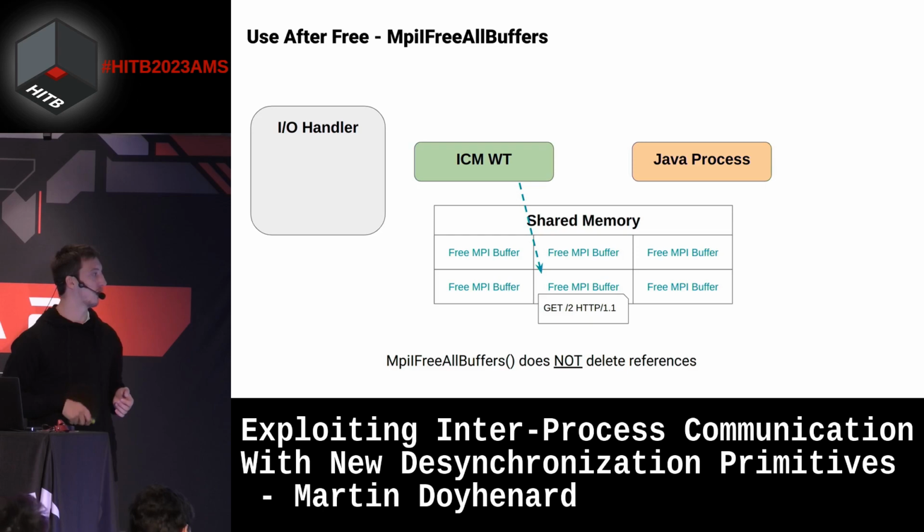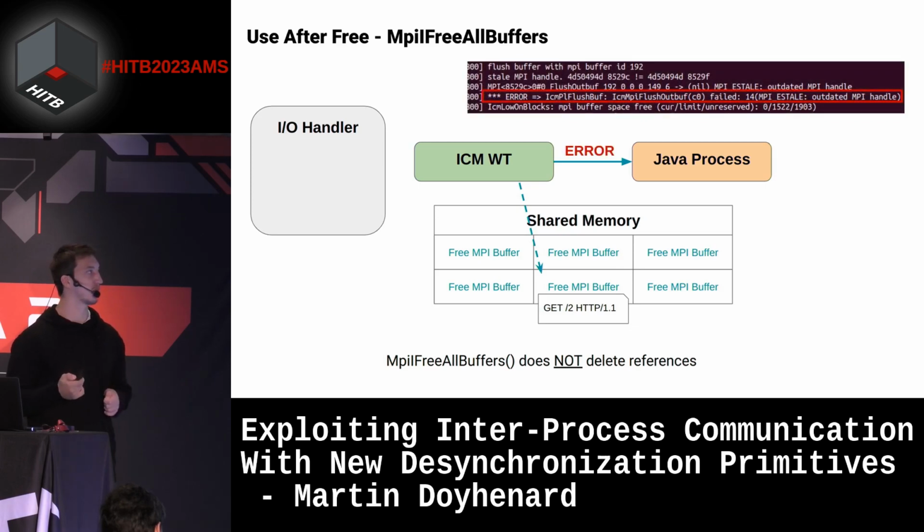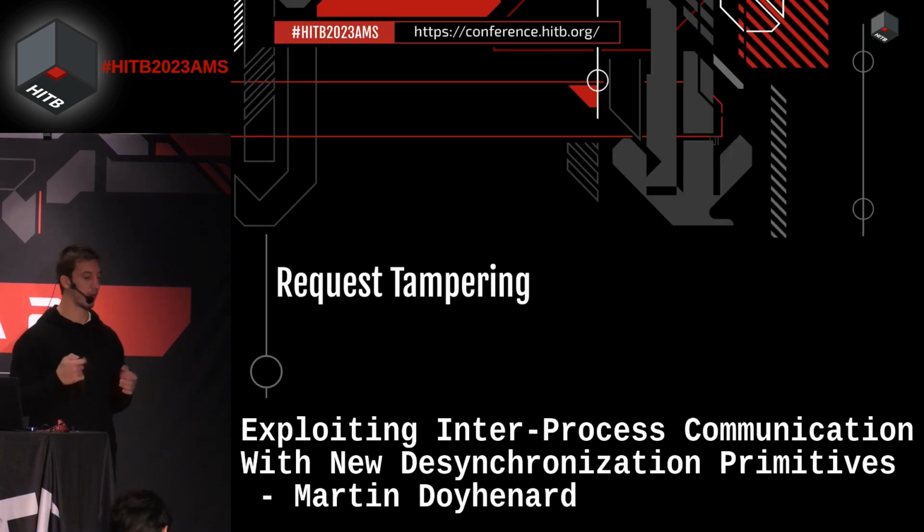Okay. Now, when we free a buffer, we don't lose the reference to that buffer. That is a different function. That's the one removing the references. So we are still able to access this MPI buffer, even though it's free. When the worker thread tries to send this to the Java process, we will see an error, because the Java process will see that the MPI buffer is free, so it cannot work with this. So we need to do something else to actually exploit the vulnerability.